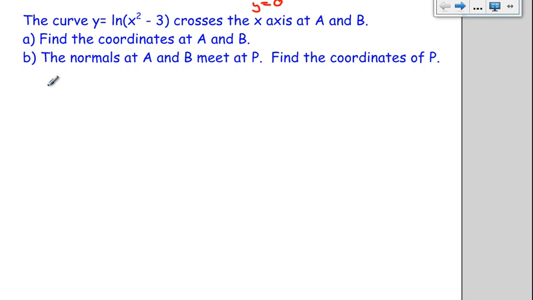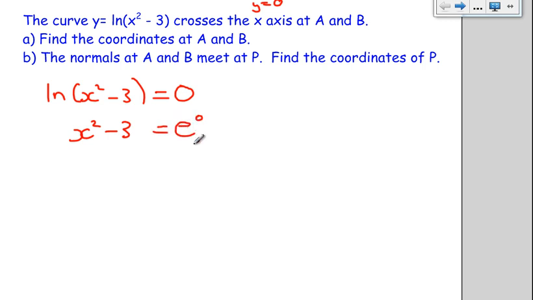So all I'm going to do is put this equal to 0 and solve it. Now, if this is equal to 0, then it means that x squared minus 3, if we e both sides, is equal to e to the power of 0, but anything to the power of 0 is just 1. So this means that we've got where x squared minus 3 is equal to 1. Well, x squared is then equal to 4, so we get two values for x. We get plus or minus 2 once we square root both sides.